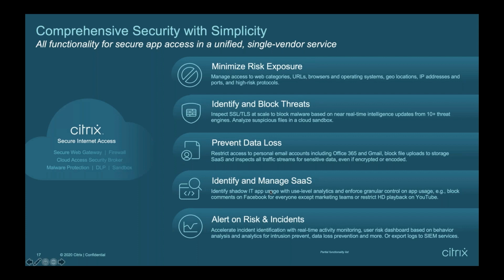You can identify and manage SaaS applications. If there's any shadow IT in your organization, you can identify that, you can control that, and you can alert on risk incidents, which includes atypical behavior analysis. So if there's something that's not normal or that's beyond the baseline that's happening in your network, we can alert you on all of that. So this was a really quick introduction about what Citrix Secure Internet Access can do and what it is. Essentially, it's a comprehensive cloud-delivered security solution.